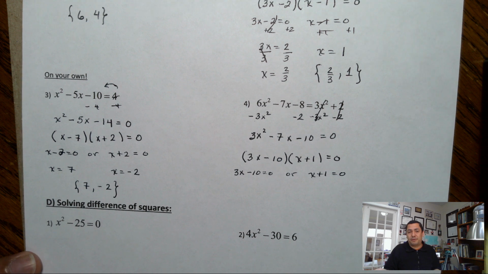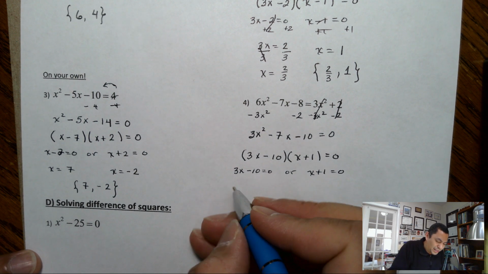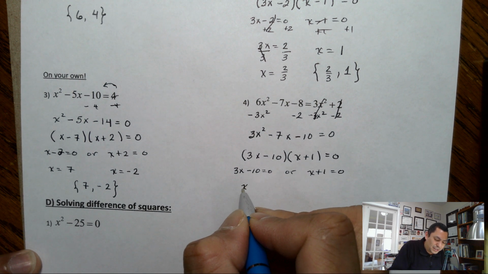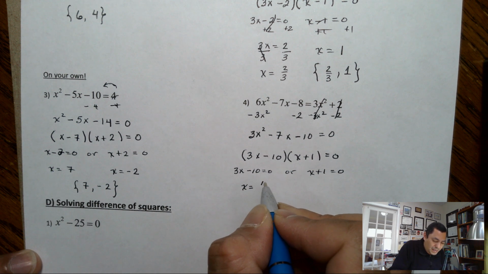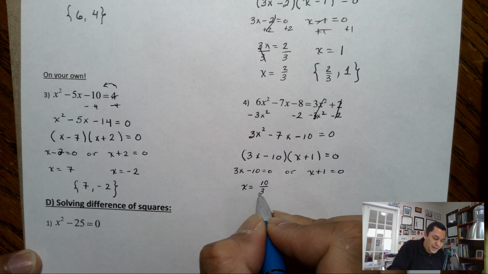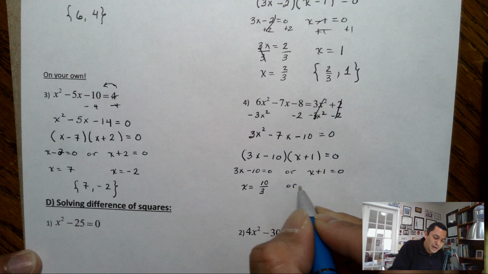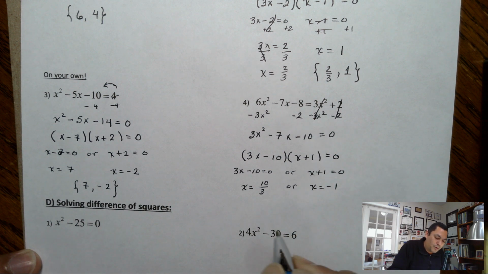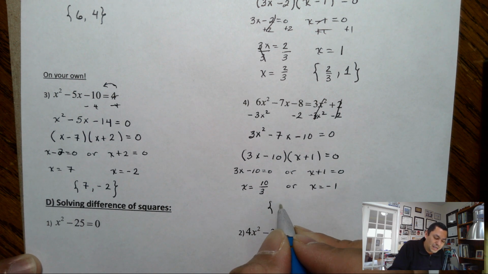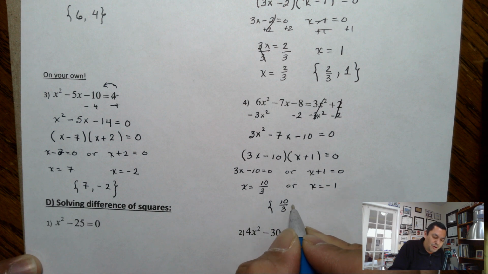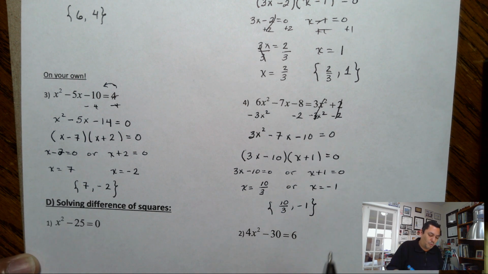We've been having enough practice, so I know that this problem is going to be x equals 10 over 3 or x equals negative 1. So my solution is 10 over 3, comma, negative 1.